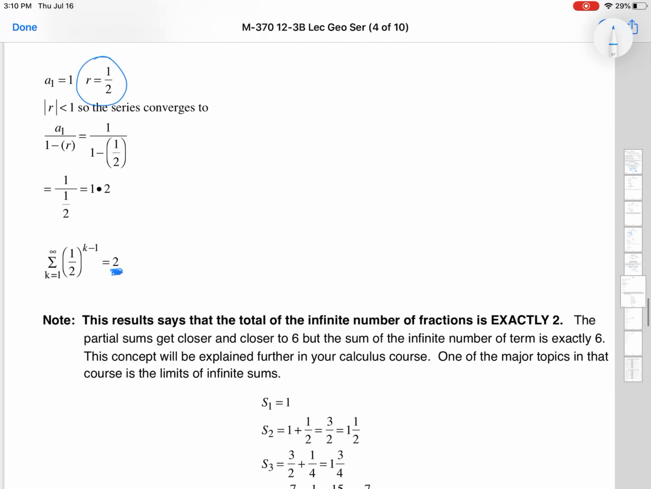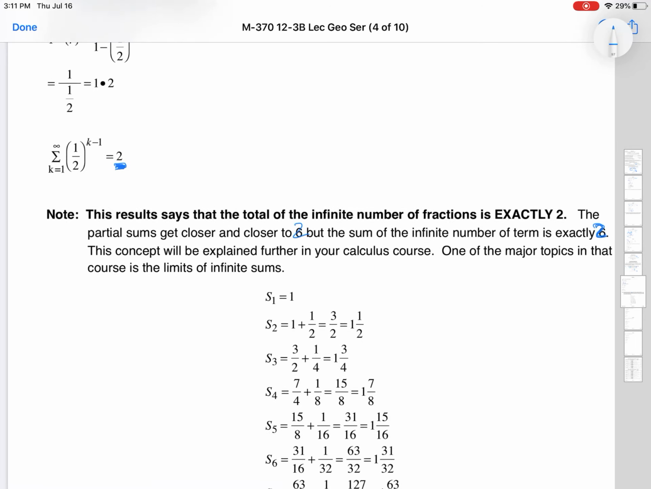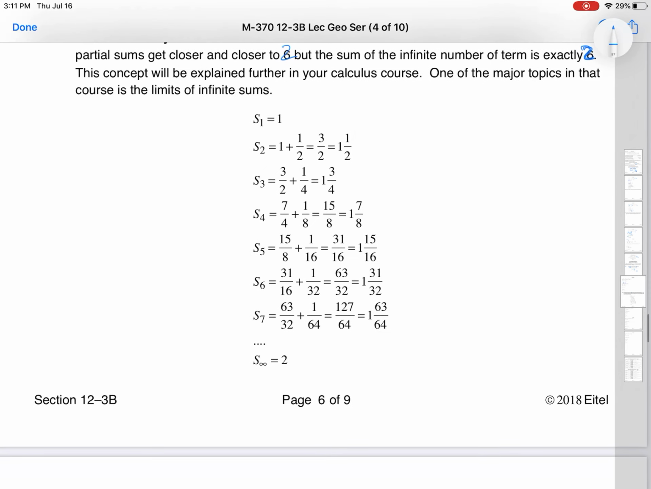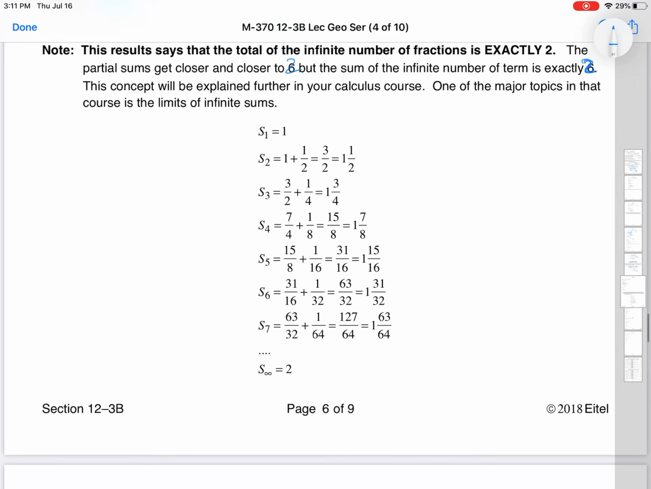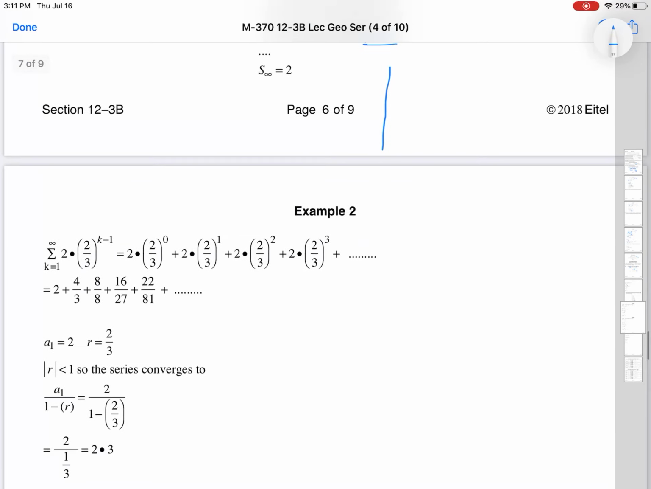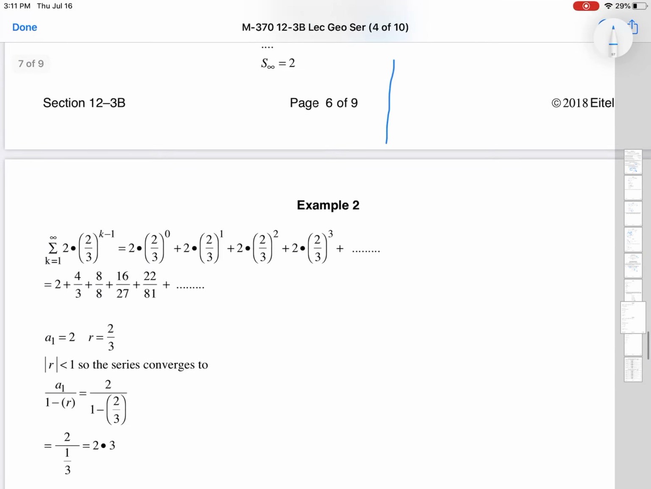So the result says the total infinite number of fractions is exactly 2. The partial sums get closer and closer to 2, but the sum of the infinite number of terms is exactly 2. And so this concept will be explained further in your calculus class, and it will, right? And so he's showing what the sum of the first 7 terms are. Look, you're already really close to 2 at the 7th term, but you'll never be at the 2 no matter where you looked previous, and it's converging to 2. It's getting closer and closer.